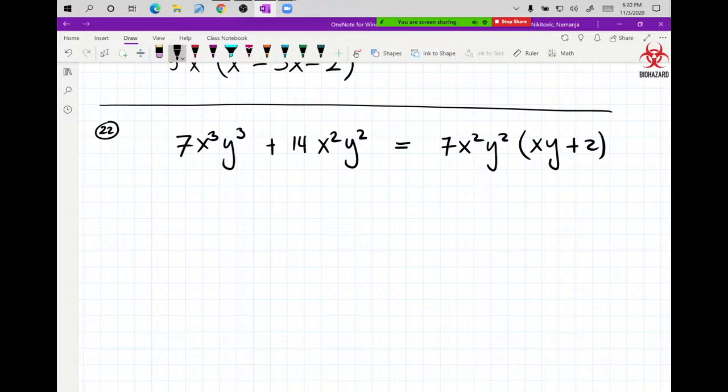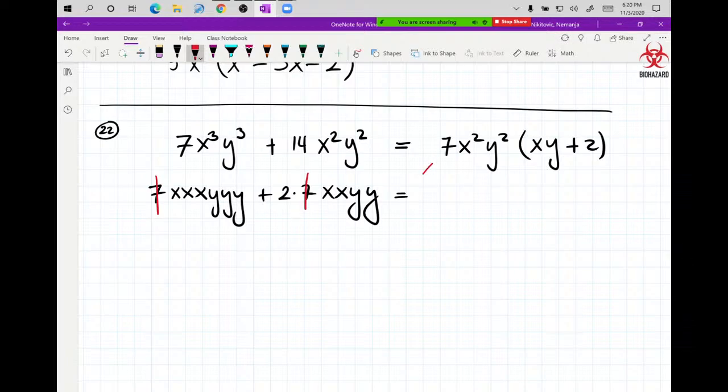Awesome. So that's 7xxxyy plus 2 times 7xxyy, and the common 7 goes there, 2 of the x's, 2 of the y's, and the leftovers are this x over here, this y over here, and this 2, so xy plus 2. Excellent job.